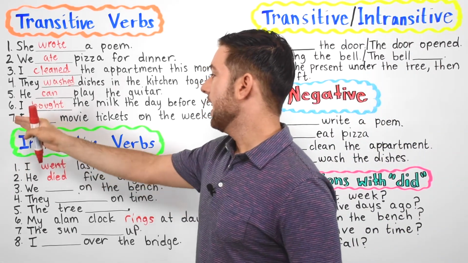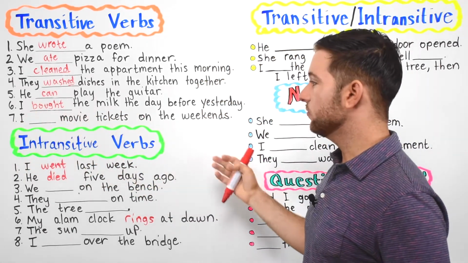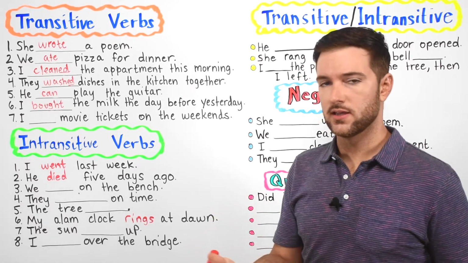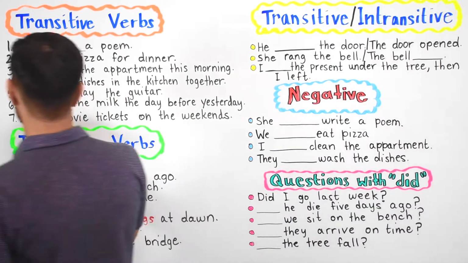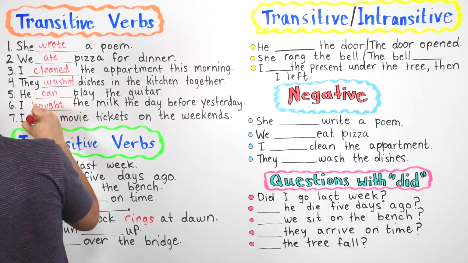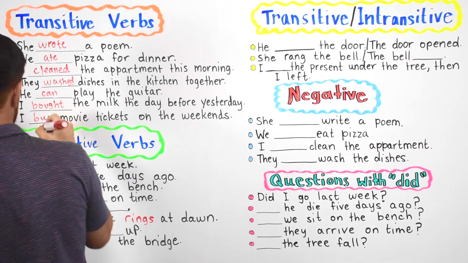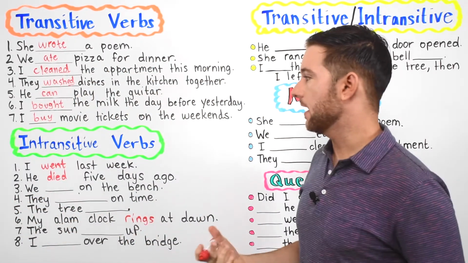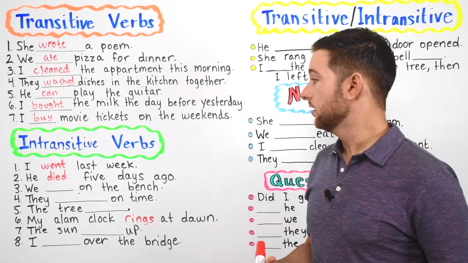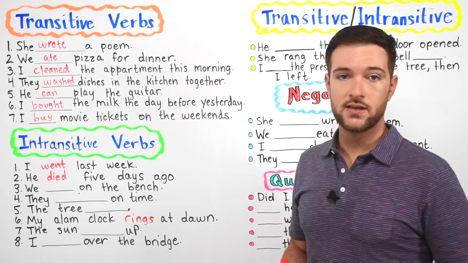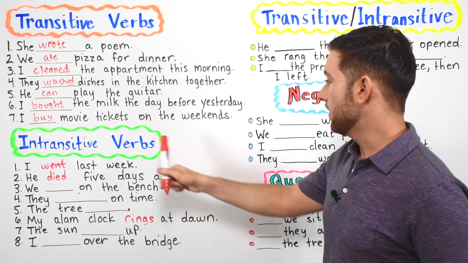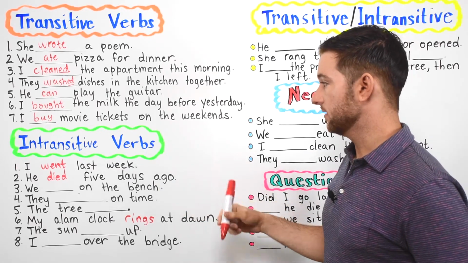Number seven, I blank movie tickets on the weekends. So what do you do on the weekends? You buy, right? So I buy. Okay, it's like j'achète, I buy movie tickets on the weekends. Okay? J'achète des billets pour le cinéma pendant la fin de semaine. All right? On the weekends or on the weekend.